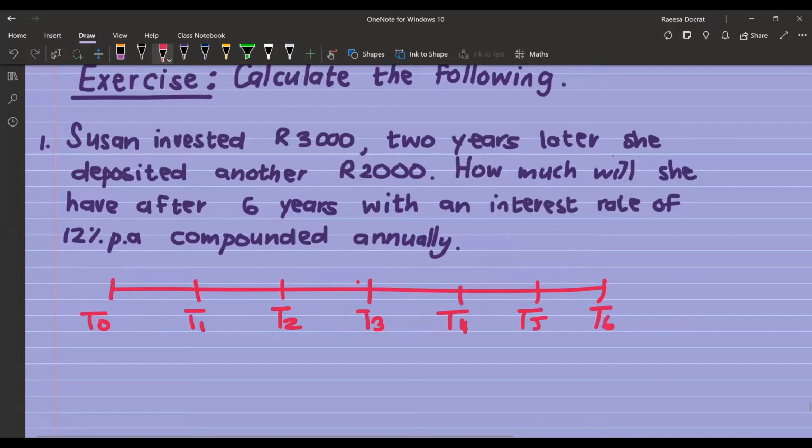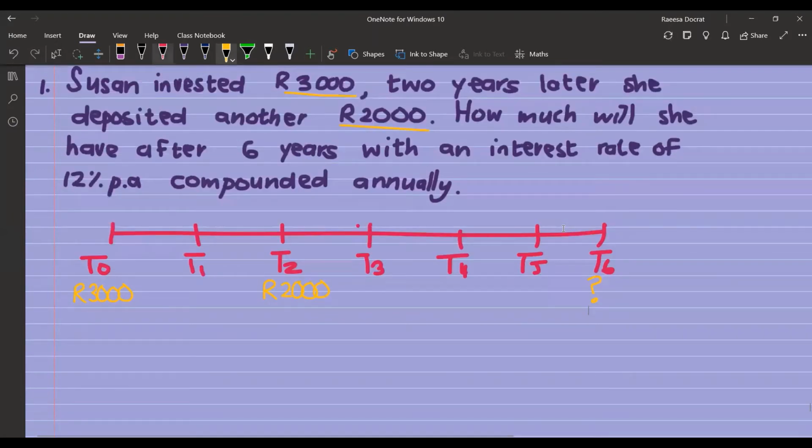Now we're going to fill in the information. She invested 3,000 Rand. That was her initial investment, so here we're going to put 3,000 Rand. And then 2 years later, she invested 2,000 Rand, so at T2, she invested 2,000 Rand. And we want to know how much she will have at the end of T6. So let us do this calculation: how much she has at time 6.